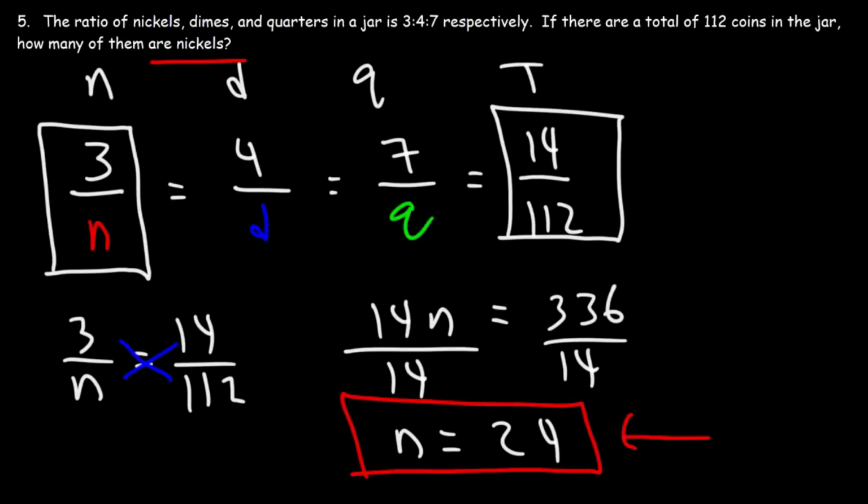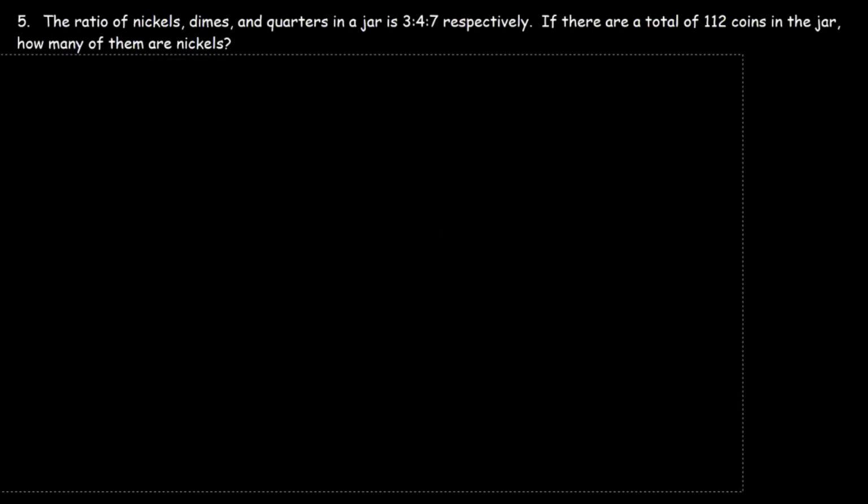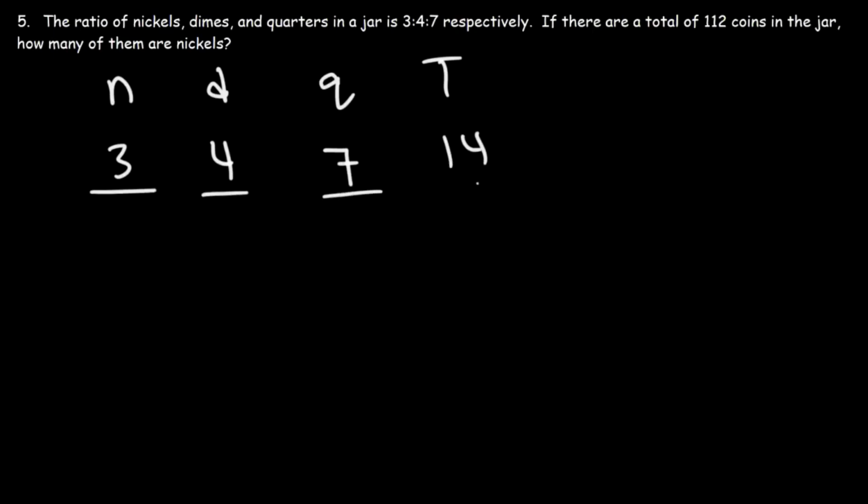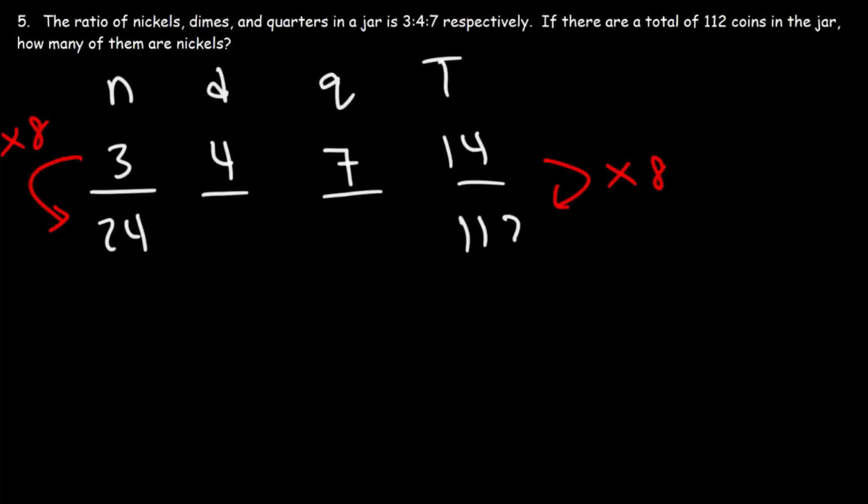By the way, if you want to find the rest, here's what you can do at this point. Let's write our ratios of nickels, dimes, quarters, and the total. So it's 3 to 4 to 7 to 14. Now for nickels, we have 24 on the bottom. To go from 3 to 24, we need to multiply by 8. And if we multiply 14 by 8, that will give us 112, the total number of coins.